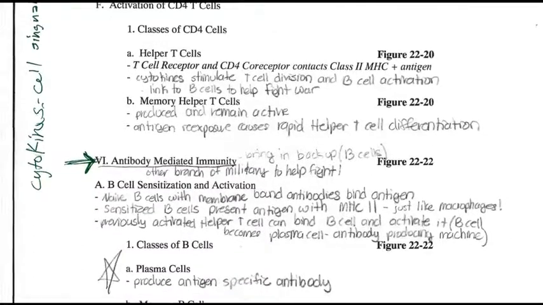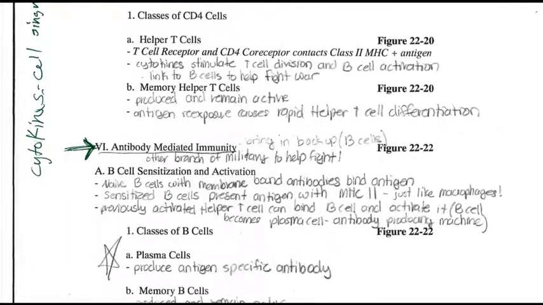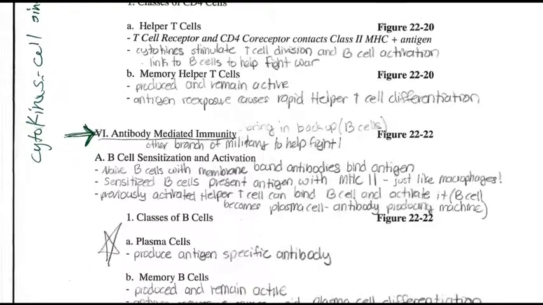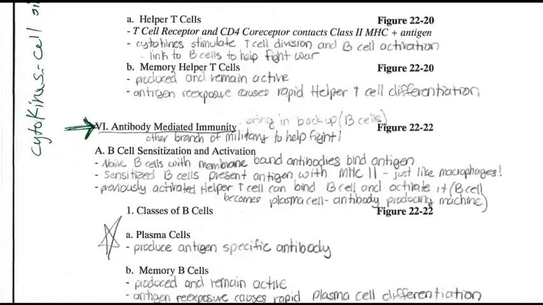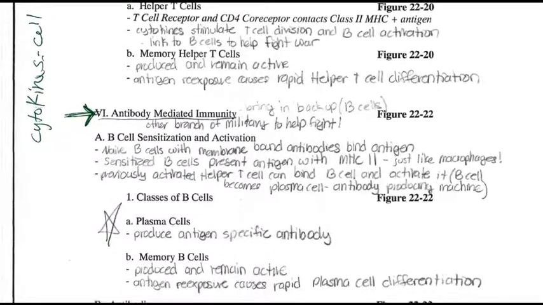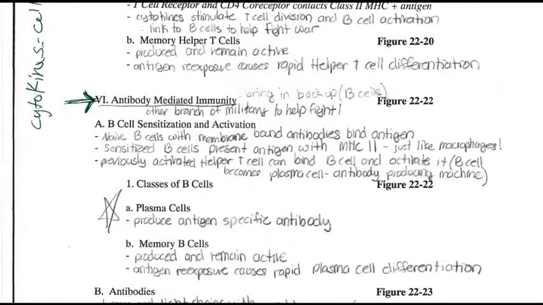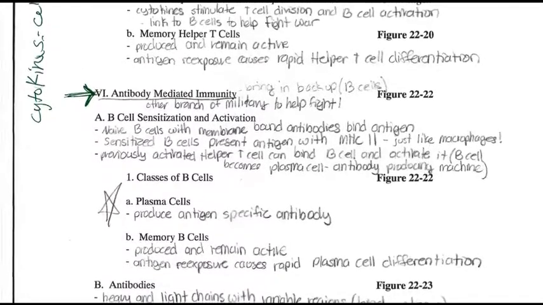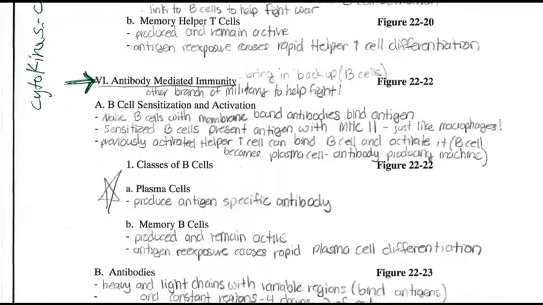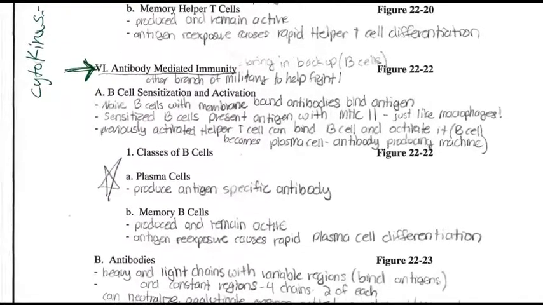Antibody-mediated immunity. B cell sensitization and activation. Naive B cells with membrane-bound antibodies bind antigen. Sensitized B cells present antigen with MHC class 2, such as macrophages. Previously activated helper T cells can bind B cell and activate it. When this occurs, the B cell becomes a plasma cell, an antibody producing powerhouse.